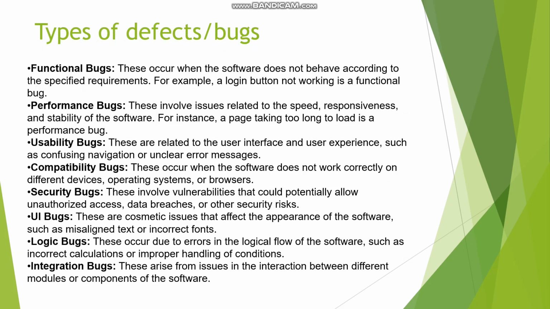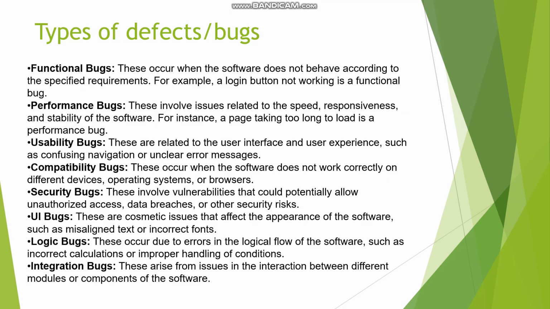Now, types of defects and bugs. Functional bugs. These occur when the software does not behave according to the specified requirements. For example, a login button not working is a functional bug. Performance bugs. These involve issues related to the speed, responsiveness, and stability of the software. For instance, a page taking too long to load is a performance bug.